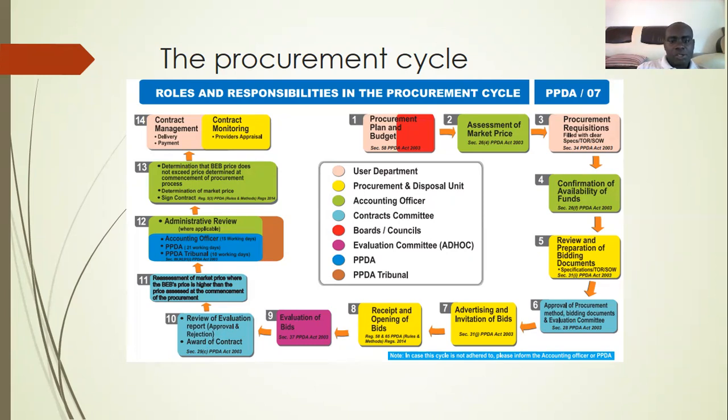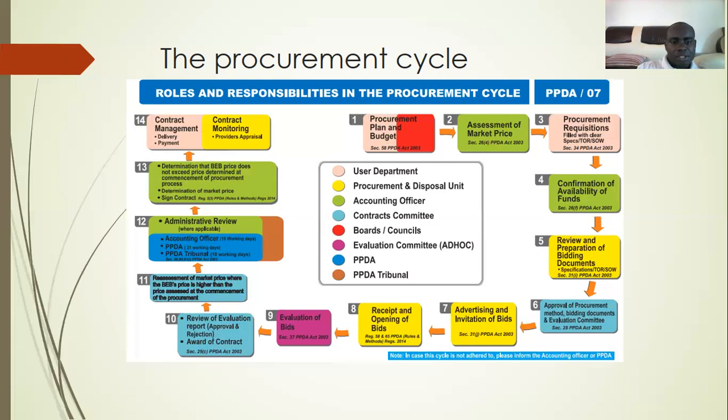Then cycle number 9 is evaluation of bids. This is done by the evaluation committee, which is approved by the contracts committee. Then there's cycle number 10, review of evaluation report, approval or rejection, and award of contract. This is done by the contracts committee, which has powers to approve the evaluation report or reject it or award a contract to the best evaluated bidder. Then cycle number 11 is assessment of market price, where the best evaluated bidder's price is higher than the price assessed at the commencement of the project. This is mostly done by the contracts committee.